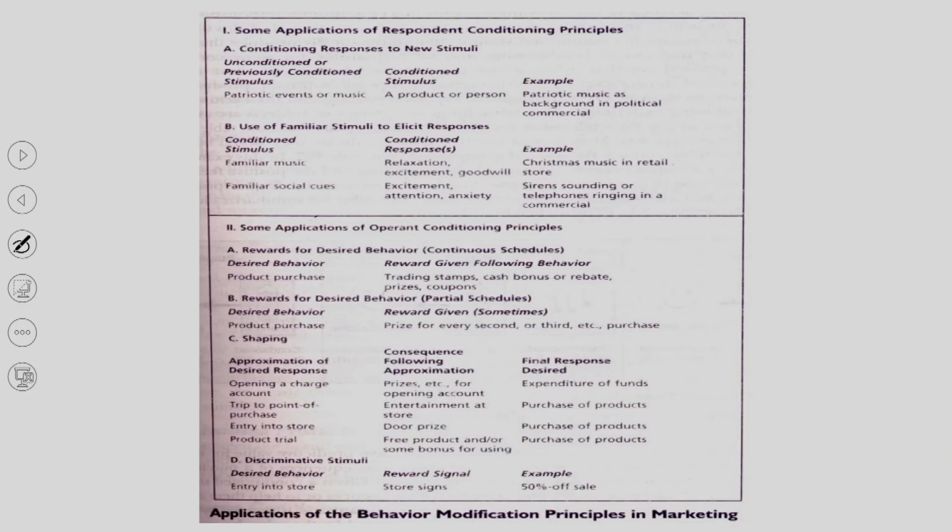The next theory of learning is basically the behavior analysis theory. Here I have some applications of respondent conditioning and operant conditioning, and these are examples that I have given. We will go into this in a while. Let us first understand what this behavior analysis method is. There are two kinds of behavior analysis method. The first is called classical conditioning.